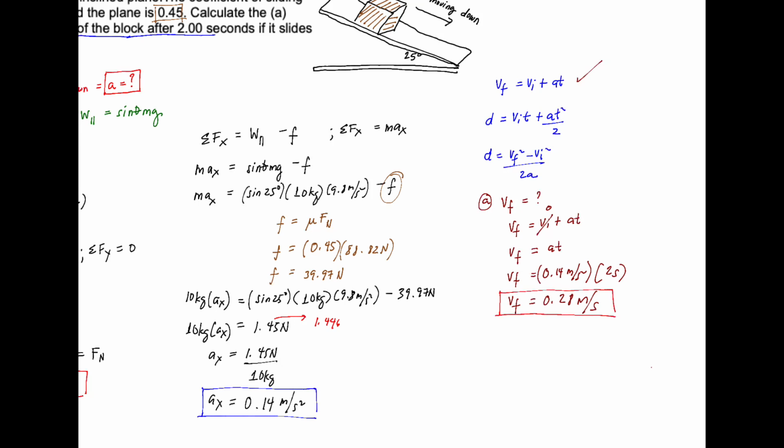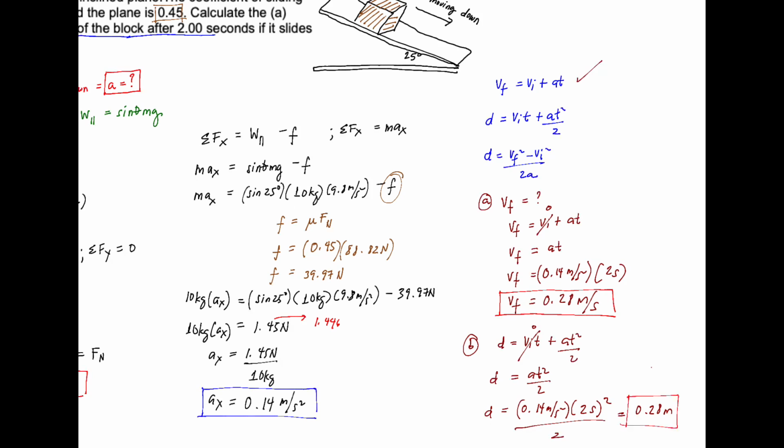Okay, next. How about the distance after 2 seconds? The best equation that we can use here would be d equals vi t plus a t squared over 2. Since vi is 0, we cancel this out, and we're left with a t squared over 2. Plugging in, the acceleration is 0.14 meters per second squared multiplied by the time squared, which is 2 seconds squared, divided by 2, and that would be equal to 0.28 meters.